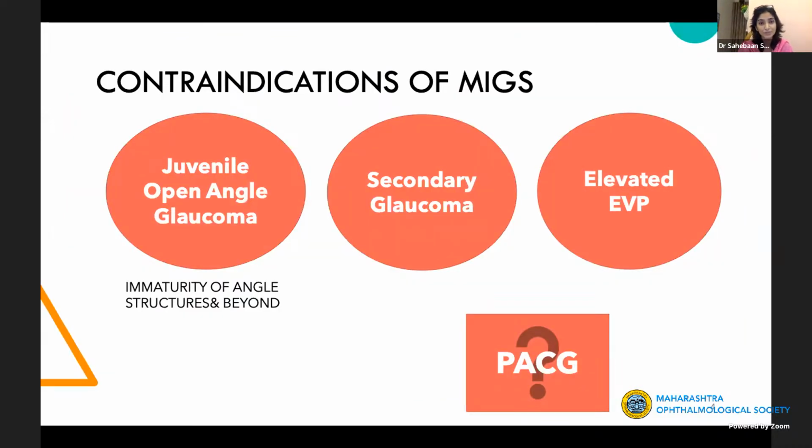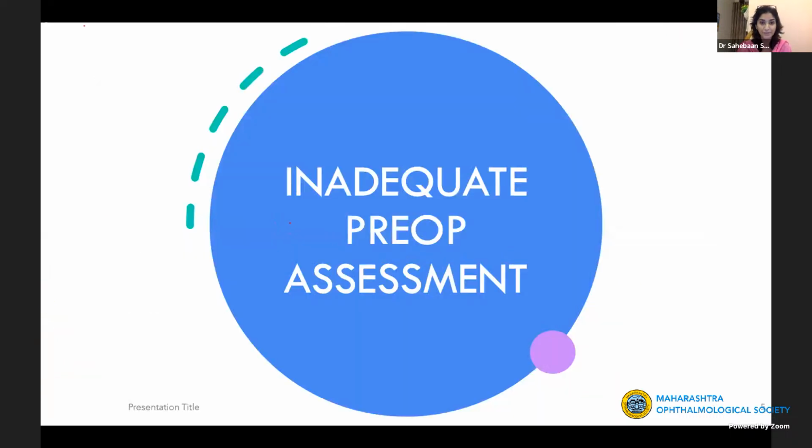Mistakes in choosing the wrong patients could include MIGS being done in juvenile open angle glaucomas, where the trabecular bypass procedures don't work because there is immaturity of the angle and the structures even beyond the trabecular meshwork. Secondary glaucomas are something that MIGS is contraindicated in, as are patients who have elevated episcleral venous pressure. And its role in primary angle closure glaucoma is still not very well understood.